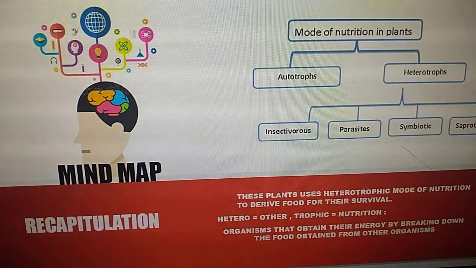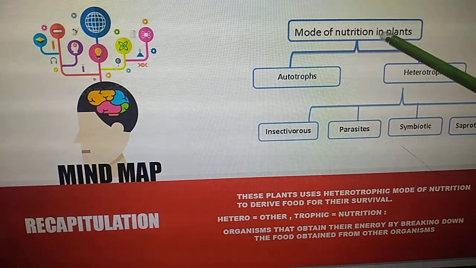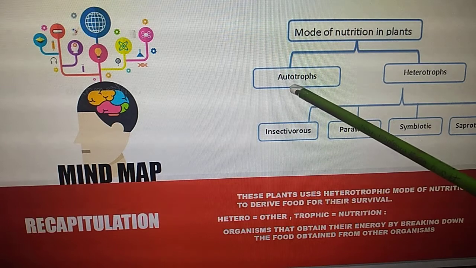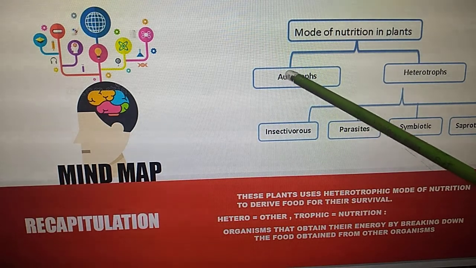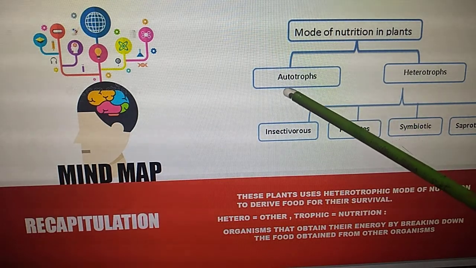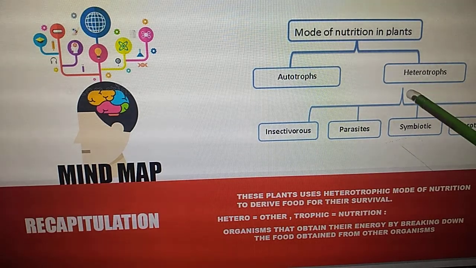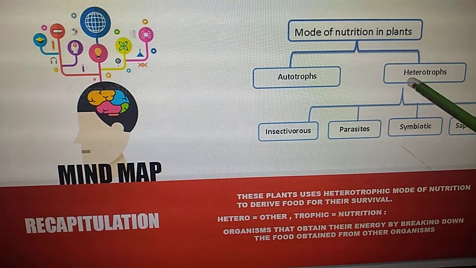So students, here I'll be concluding the lesson by recapitulating through this mind map. Modes of nutrition in plants are of two types: autotrophs, wherein they can make their food using the things available in the surroundings by the process of photosynthesis. Heterotrophs, which means they are dependent upon other organisms for their nutrition.